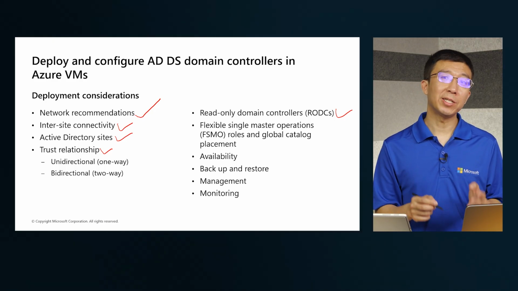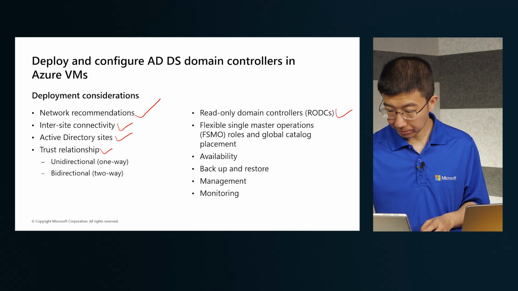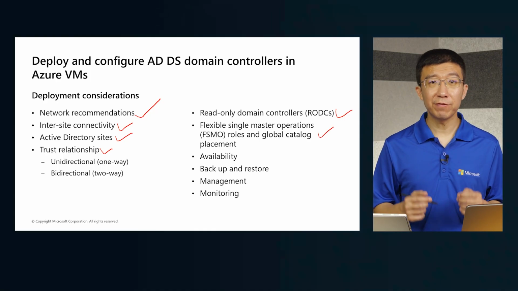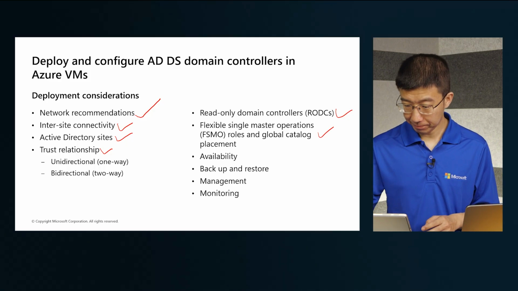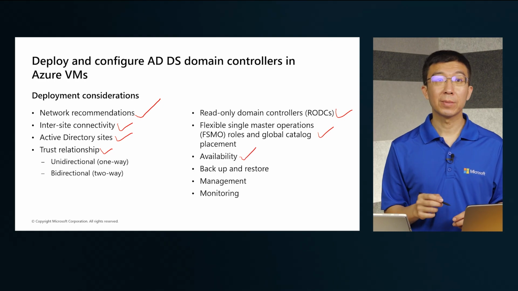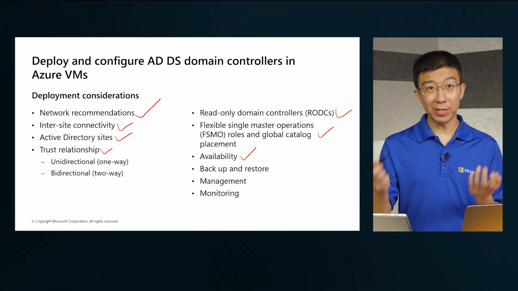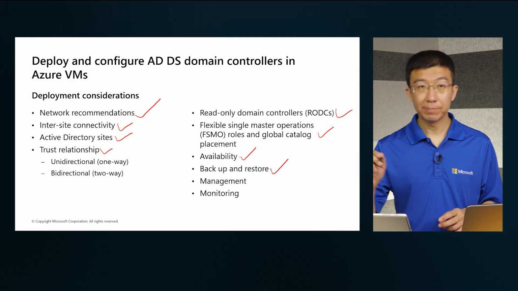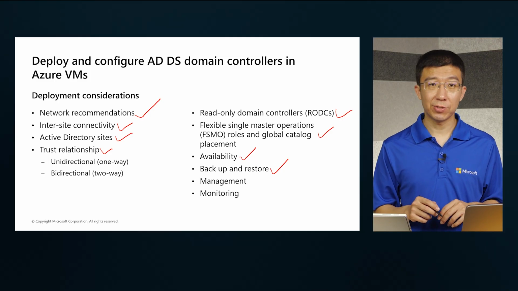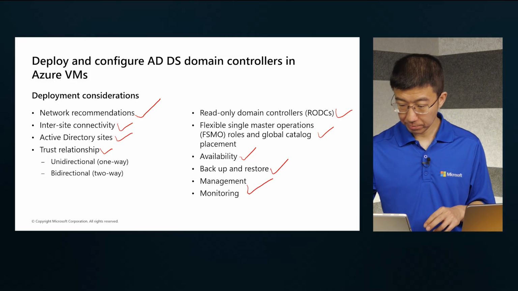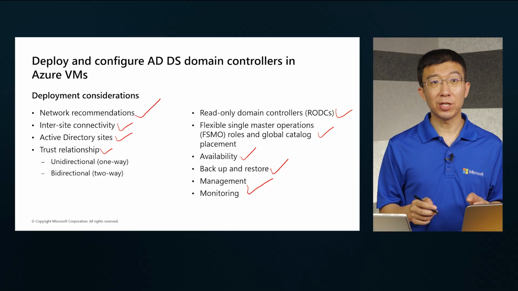using read-only domain controllers to reduce egress traffic, configuring FSMO roles and global catalog placement for reliability, provisioning at least two domain controllers per domain for availability, backing up and restoring domain controllers using standard procedures, managing and monitoring resources to quickly address issues.